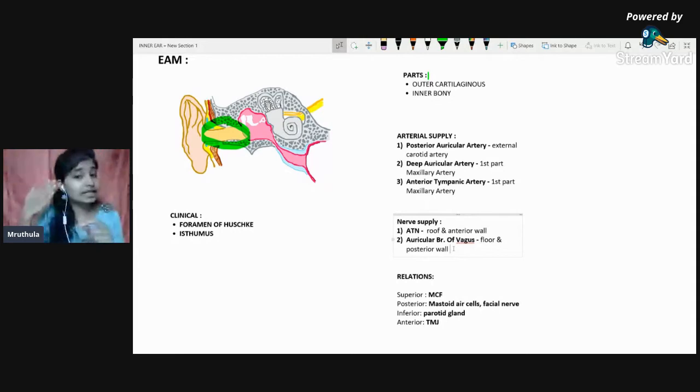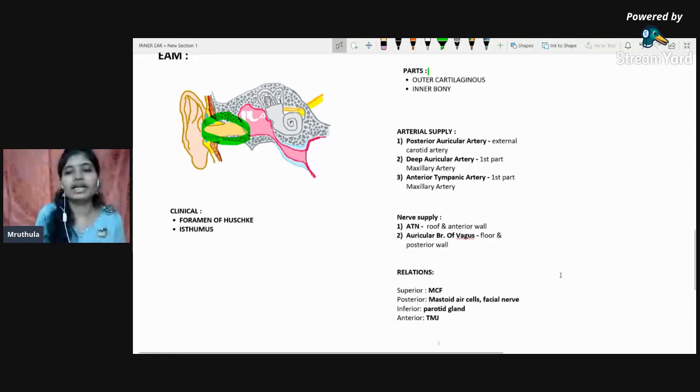Then this tube takes a turn, and what happens? It goes downwards, forwards, and medially. It is DFM. So UBM and DFM are what you need to remember to know the alignment of the canal. We can imagine that this canal is like a square shaped cavity, so we have a roof, a floor, and anterior and posterior walls. The roof and the anterior wall are supplied by the auriculotemporal nerve. The floor and the posterior wall are supplied by the auricular branch of the vagus nerve.